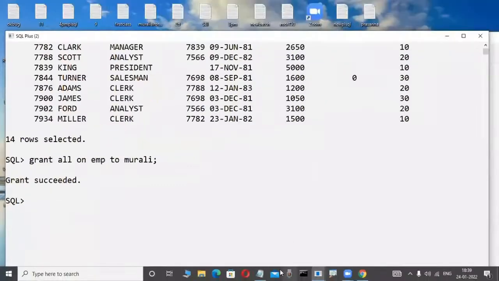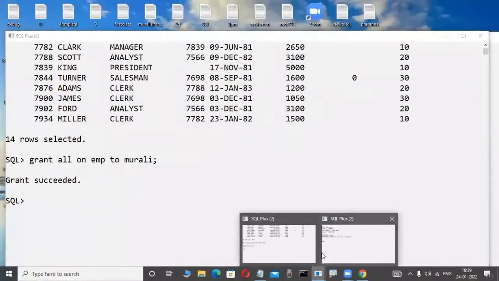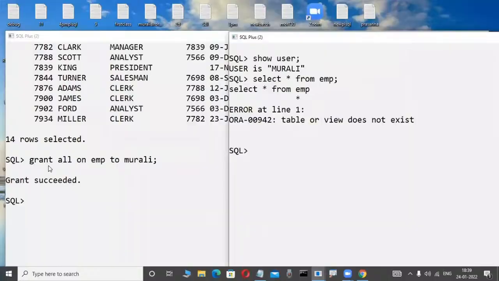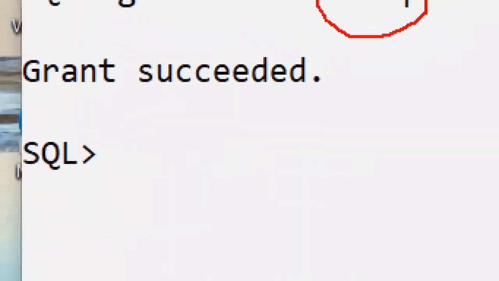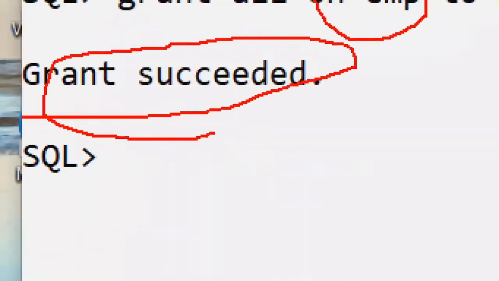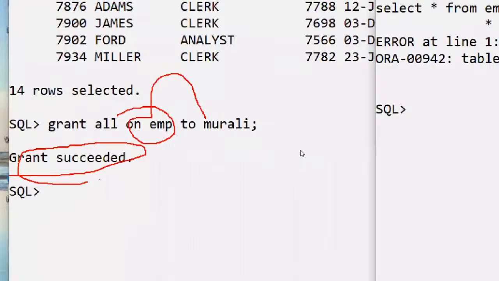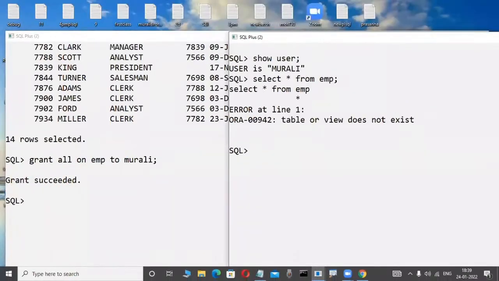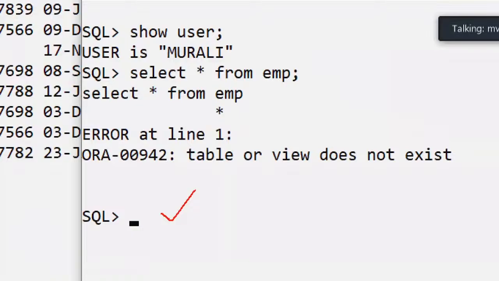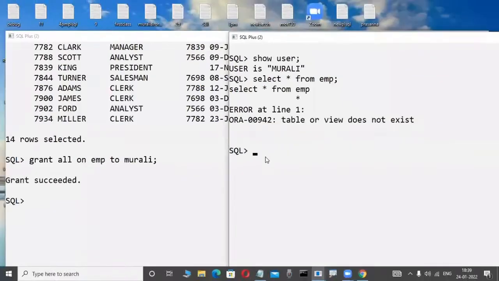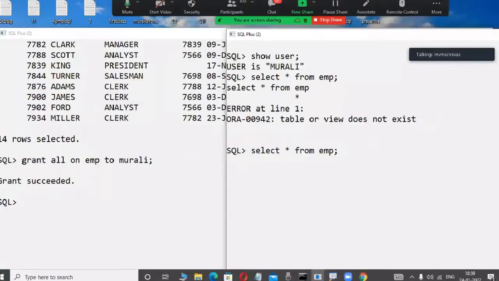Logically tell me: once Scott has given permission to Murali, and a grant succeeded message is displayed in a relational data model product, can the Murali employee now access the Scott user EMP table? I am typing like this, select star from Scott dot EMP. Is it possible or not possible?